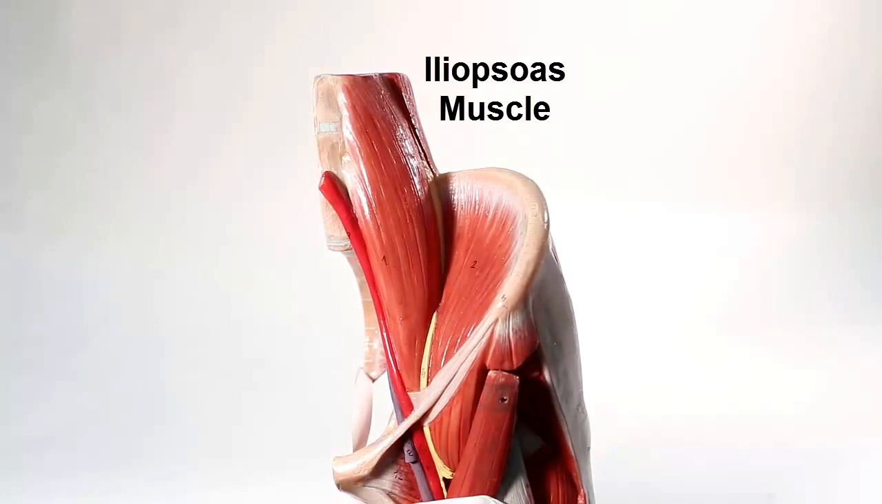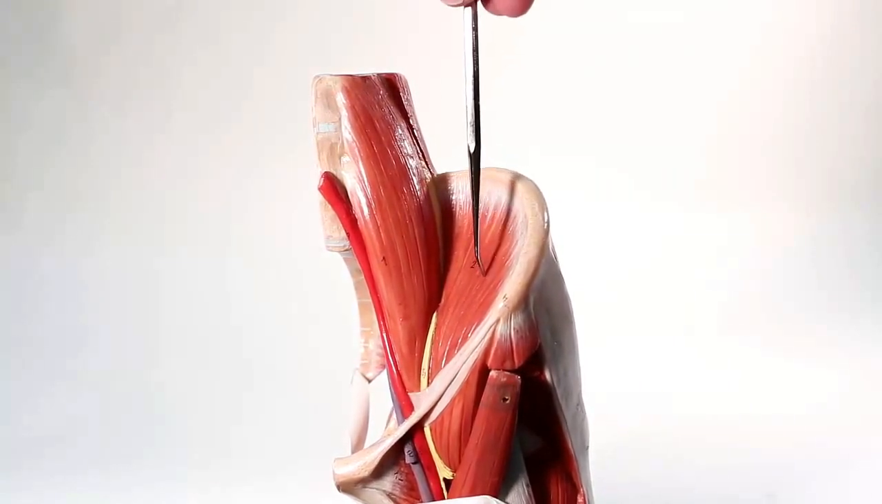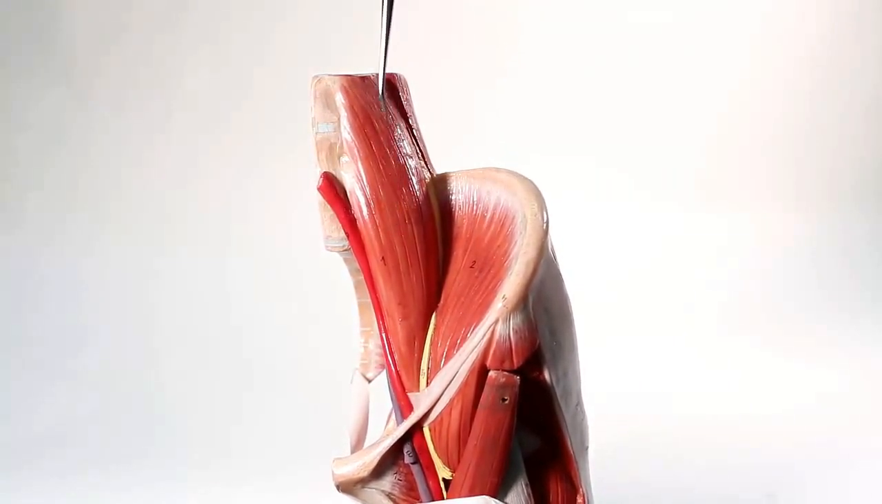The iliopsoas grouping, so the iliacus and the psoas major, cause flexing of the thigh. It also helps with flexing the trunk as you're bowing at the waist. So flexion of the thigh, the iliopsoas group. So here is the iliopsoas group: iliacus, psoas major.